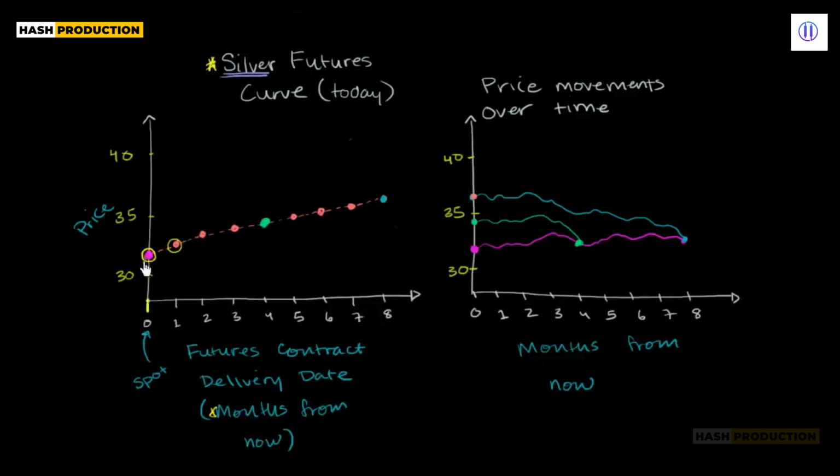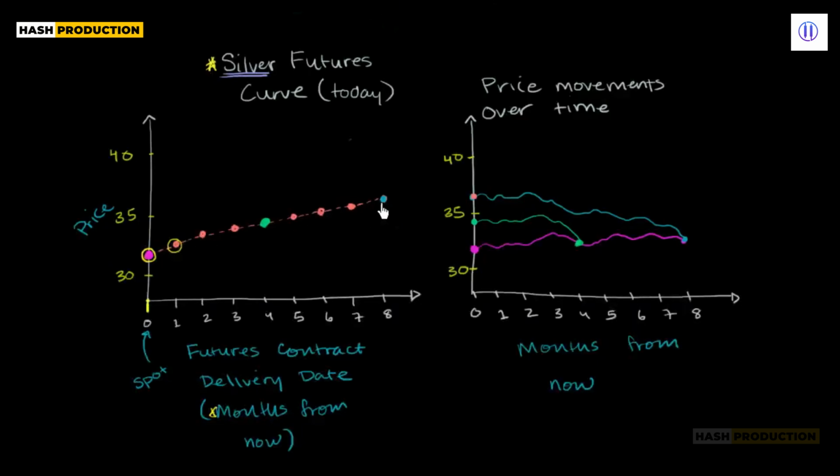If today you agree to transact in silver a month from now, you would buy or sell at around $33 an ounce. If today you were to agree to buy or sell silver 4 months from now, you would do it at $35 an ounce. I don't want to be redundant, but if today you were to agree to buy or sell silver 8 months from now, and you were to lock in the price, you would lock in a price of about, I don't know, $36 an ounce. So this is really a snapshot in time.